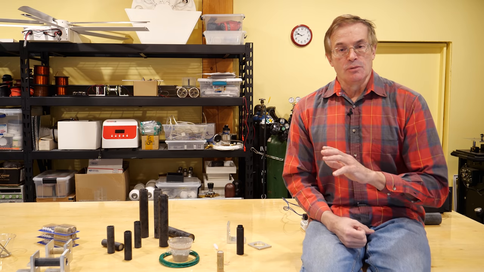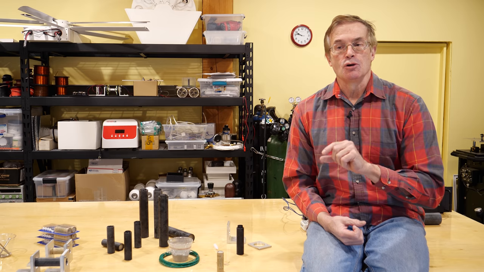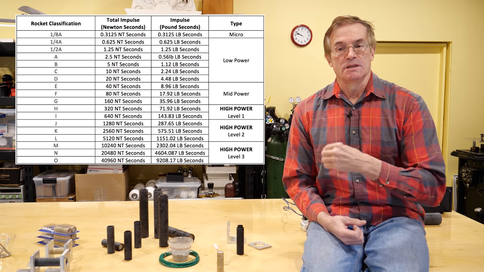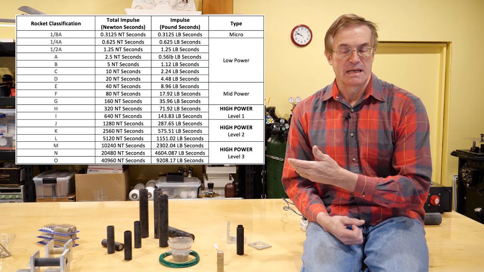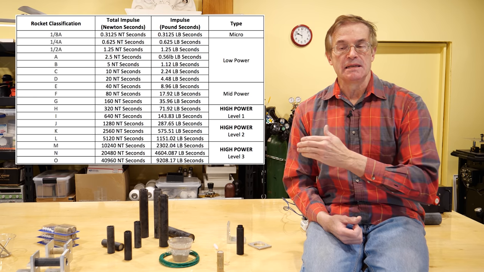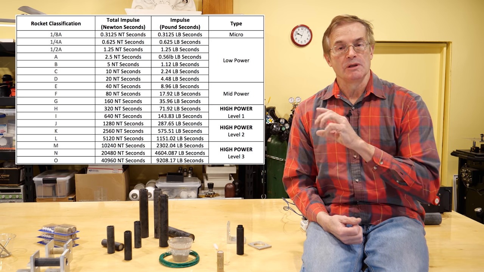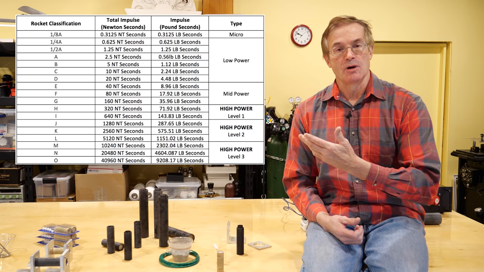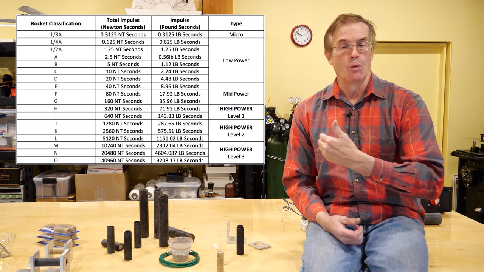And in the amateur community, the very smallest engines start out with the A, or alpha. That represents a total motor impulse of 2.5 newton-seconds, or about a half a pound-second. As you move down the letter codes to B, C, D, E, each time you go down one letter code, you double the total impulse of the engine. So a B motor would have a maximum total impulse of 5 newton-seconds.